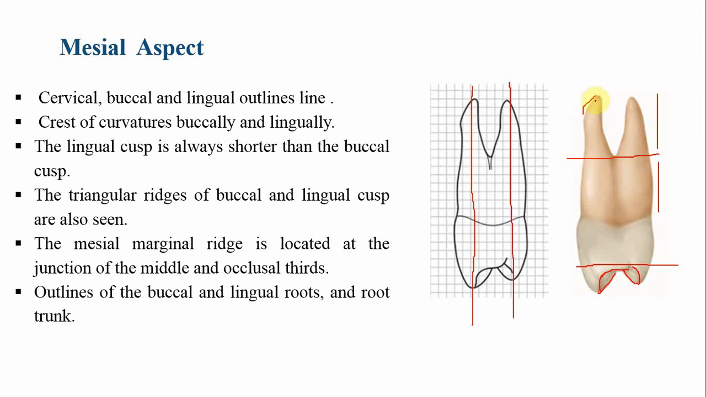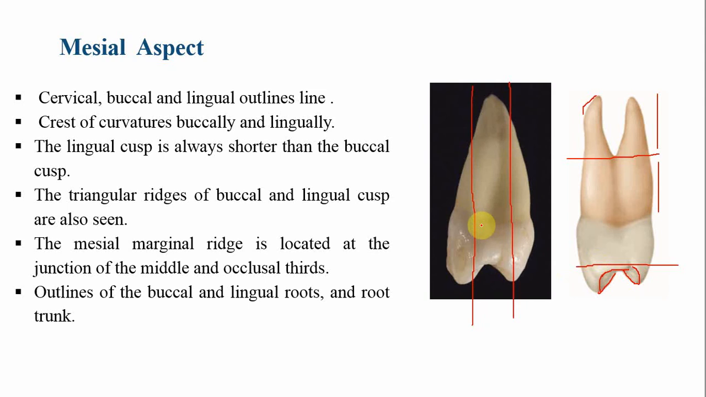And as was mentioned earlier, the apex of each root is blunt and in line with the tip of its respective cusp. If only one root is present, the buccal and lingual outlines will end in a blunt apex, and the apex will be in line with the center of the crown occlusally.